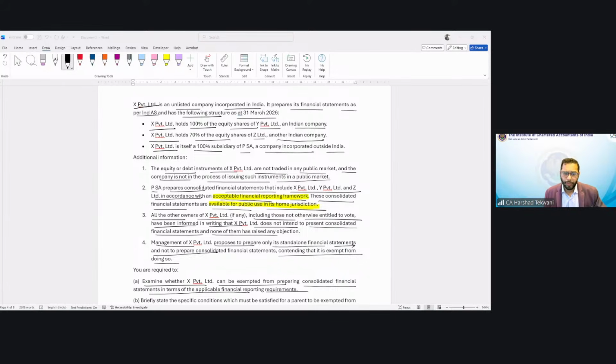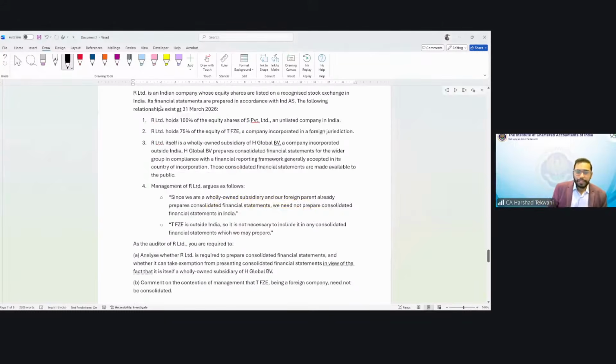Yes. Very good question. What this question is: R Limited is an Indian company whose equity shares are listed on a recognized stock exchange in India. Its financial statements are prepared in accordance with Ind AS, and the following information is given. R Limited holds 100% of the equity shares of S Limited, an unlisted company in India. R Limited holds 75% of the equity of TFZE, a company incorporated in a foreign jurisdiction. R Limited itself is a wholly owned subsidiary of H Global BV, a company incorporated outside India.